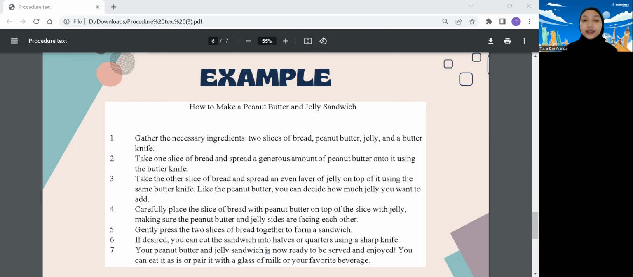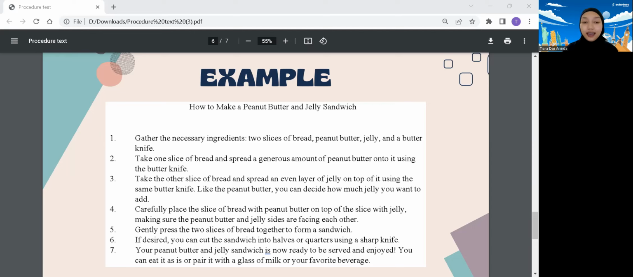And next is take one slice of bread and spread a generous amount of peanut butter onto it using the butter knife. You can choose how thick or thin you want the layer of peanut butter to be. Okay, the next step is take the other slice of bread and spread an even layer of jelly on top of it using the same butter knife. Like the peanut butter before, you can decide how much jelly you want to add in this step.